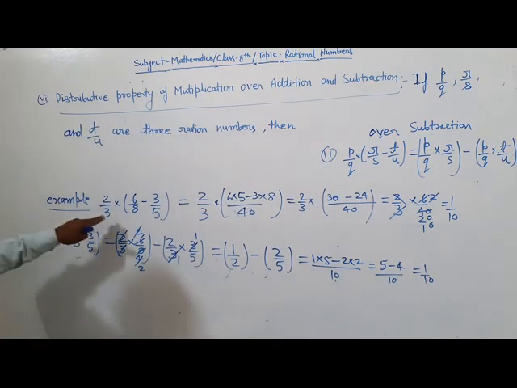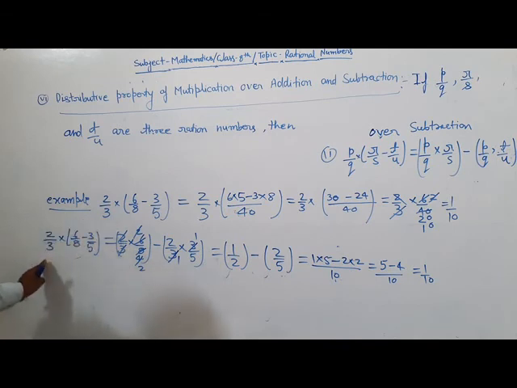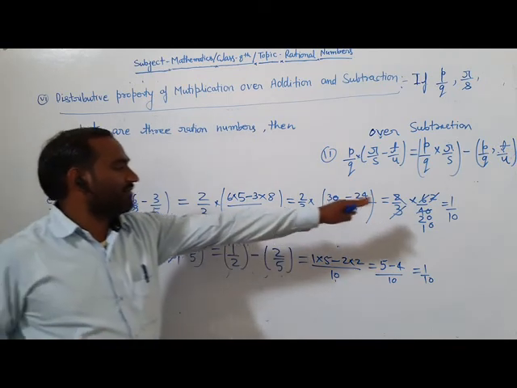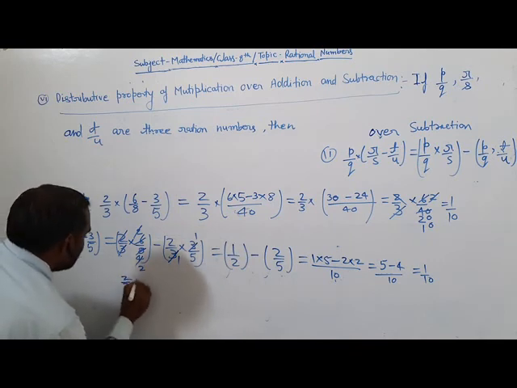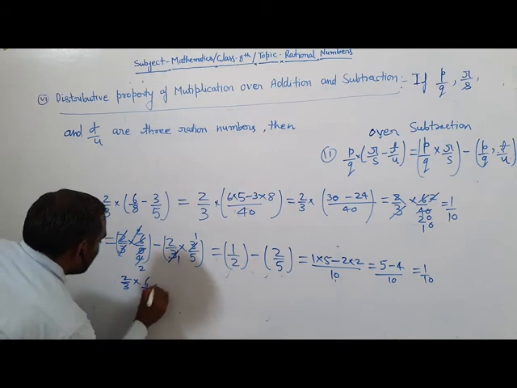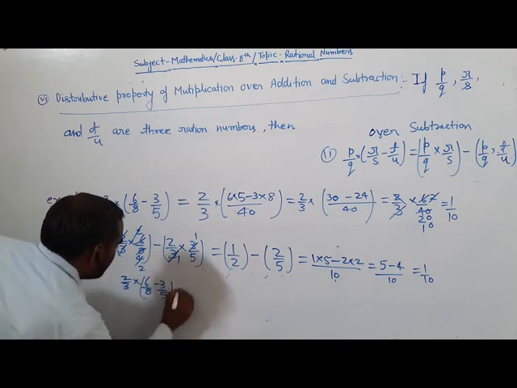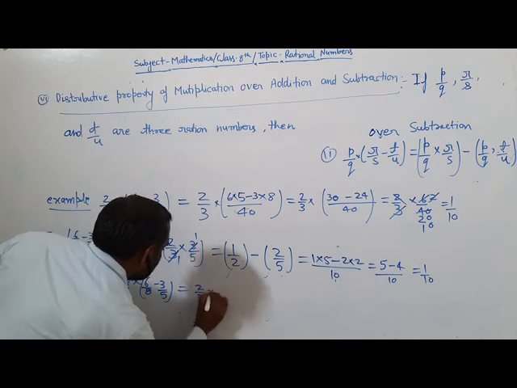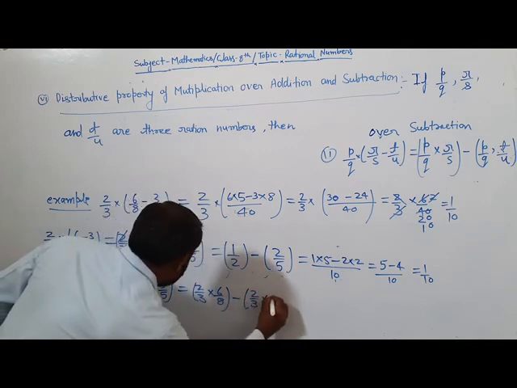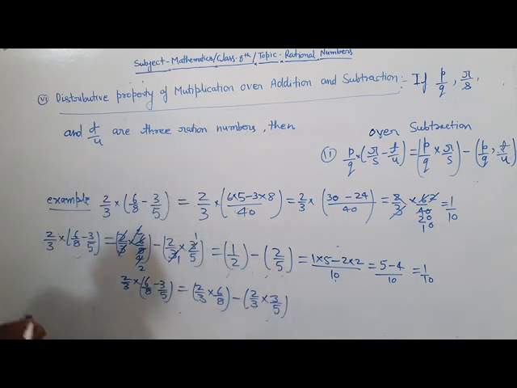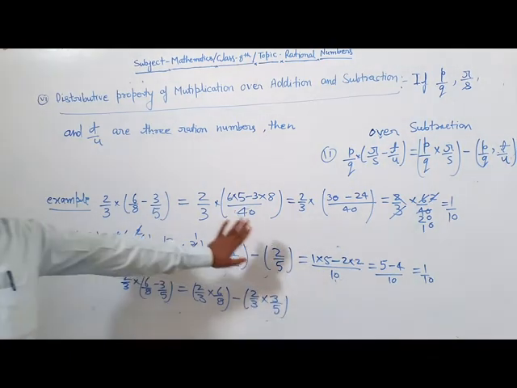In both cases, when we apply the distributive property of multiplication over subtraction, we get 1 by 10 and 1 by 10. So you can write 2 by 3 into (6 by 8 minus 3 by 5) is equal to 2 by 3 into 6 by 8 minus 2 by 3 into 3 by 5. This is the distributive property of multiplication over subtraction.